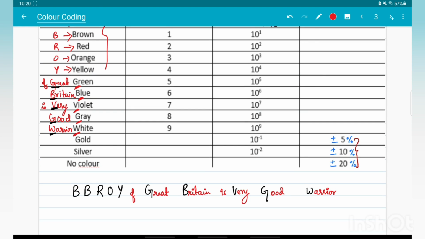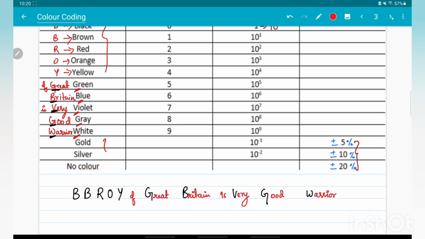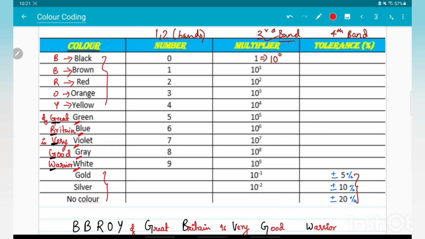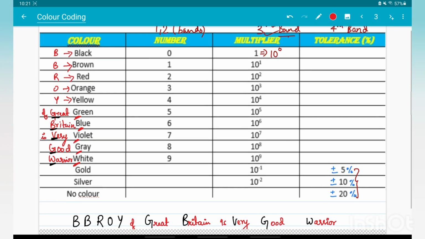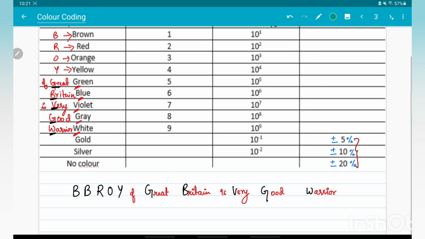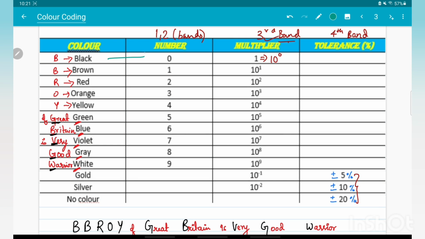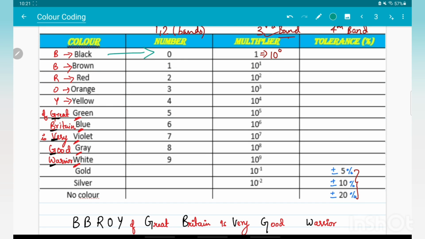I've written the mnemonic over here. After writing B.B. Roy of Great Britain is a very good warrior, after that you've got your gold, silver and no color. That is how you can remember the order of these colors. So in case in an exam you have to remember this, you can simply write the mnemonic, B.B. Roy of Great Britain is a very good warrior, and then you can number them. As you can see here, the numbering starts from 0. So for black it is from 0. So just write B.B.